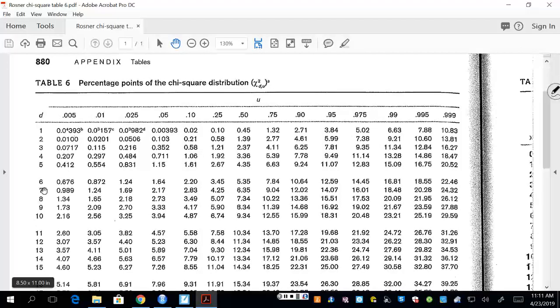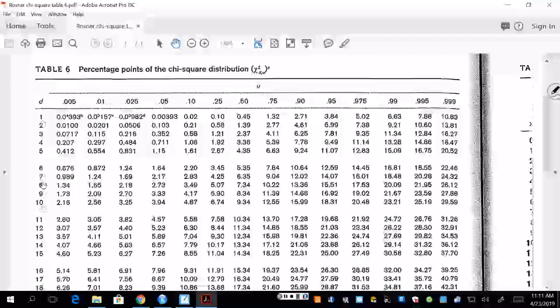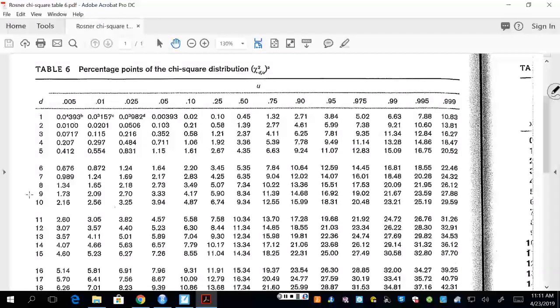So this D is the degrees of freedom. So n minus 1 would be on this one. So if we had eight rabbits, we would look at 7. And this is the 50th percentile. So the 50th percentile of adding up those square deviations is about 7.34. And here's the 75th percentile, and so on. These are things describing the distribution.